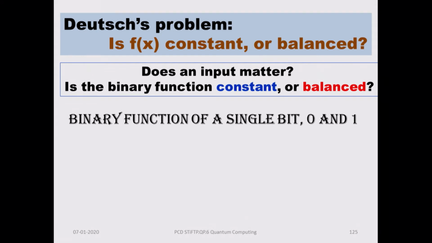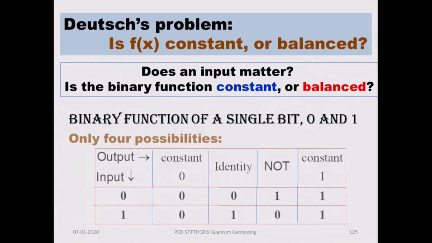The binary function is a function of just 0 and 1, right, and you really have only 4 possibilities. Your input can be either 0 or 1, and the output can be either 0 or 1, but then there are 4 possibilities. Look at the first column. No matter what the input was, whether it was 0 or 1, the output is always 0. So this is called a constant function, okay, because the output is independent of the input.